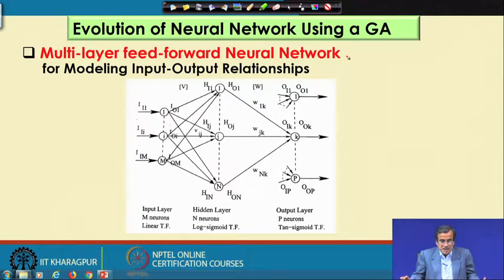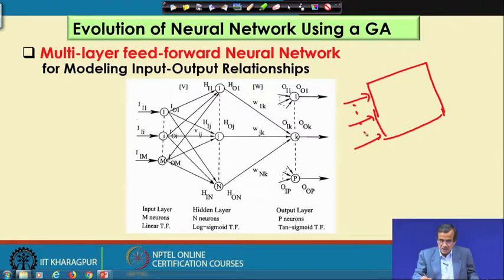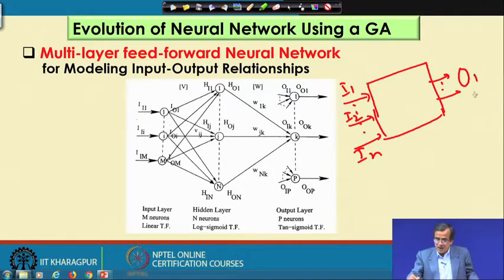Before I discuss the principle of this network and how to evolve it using a GA, let me spend some time on some preliminaries. Let us try to understand the application of this type of network. Let me take a very simple example. Supposing that I have an engineering process, and here I have a few inputs like I1, I2, up to In. I have a few outputs also. Our aim is to find out this particular input output relationship.